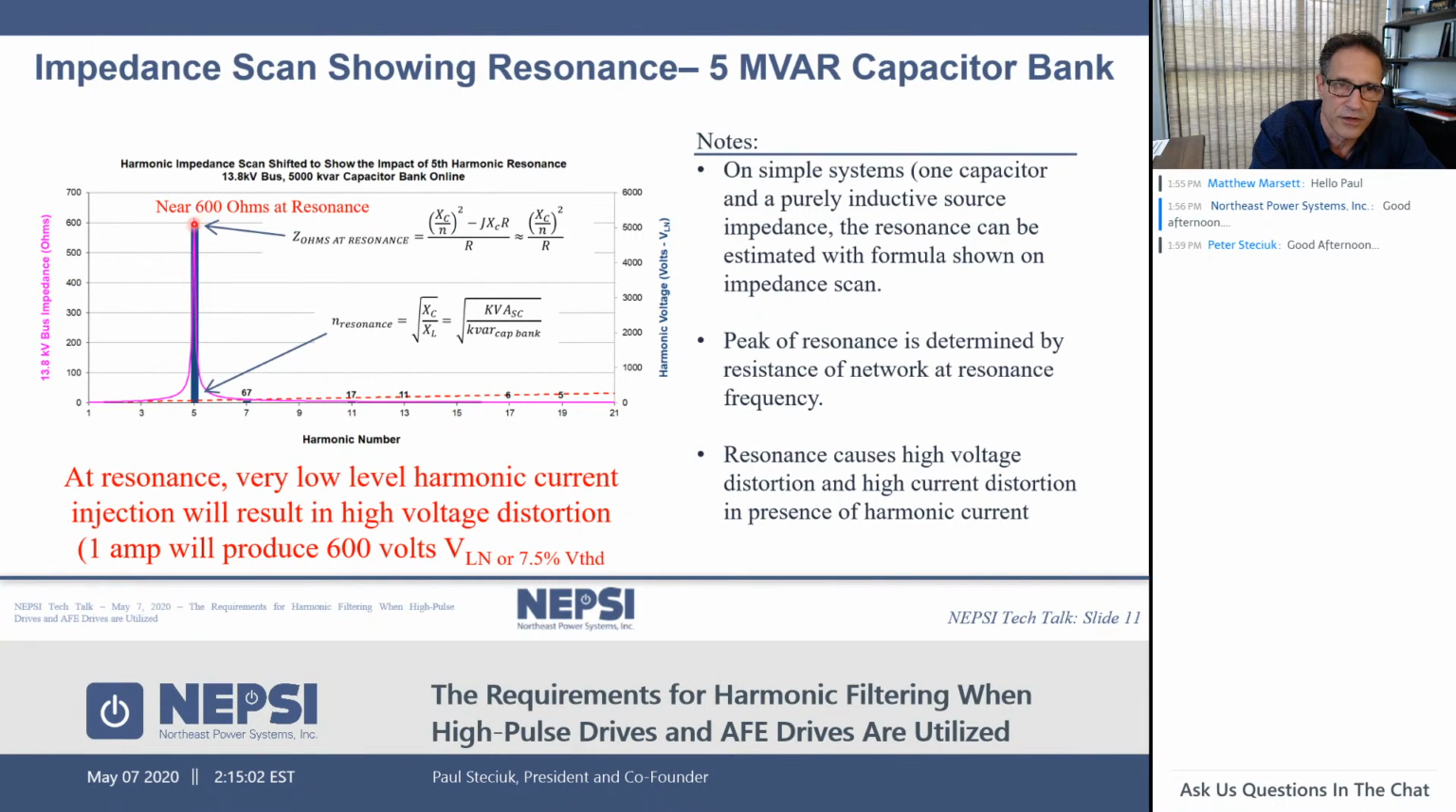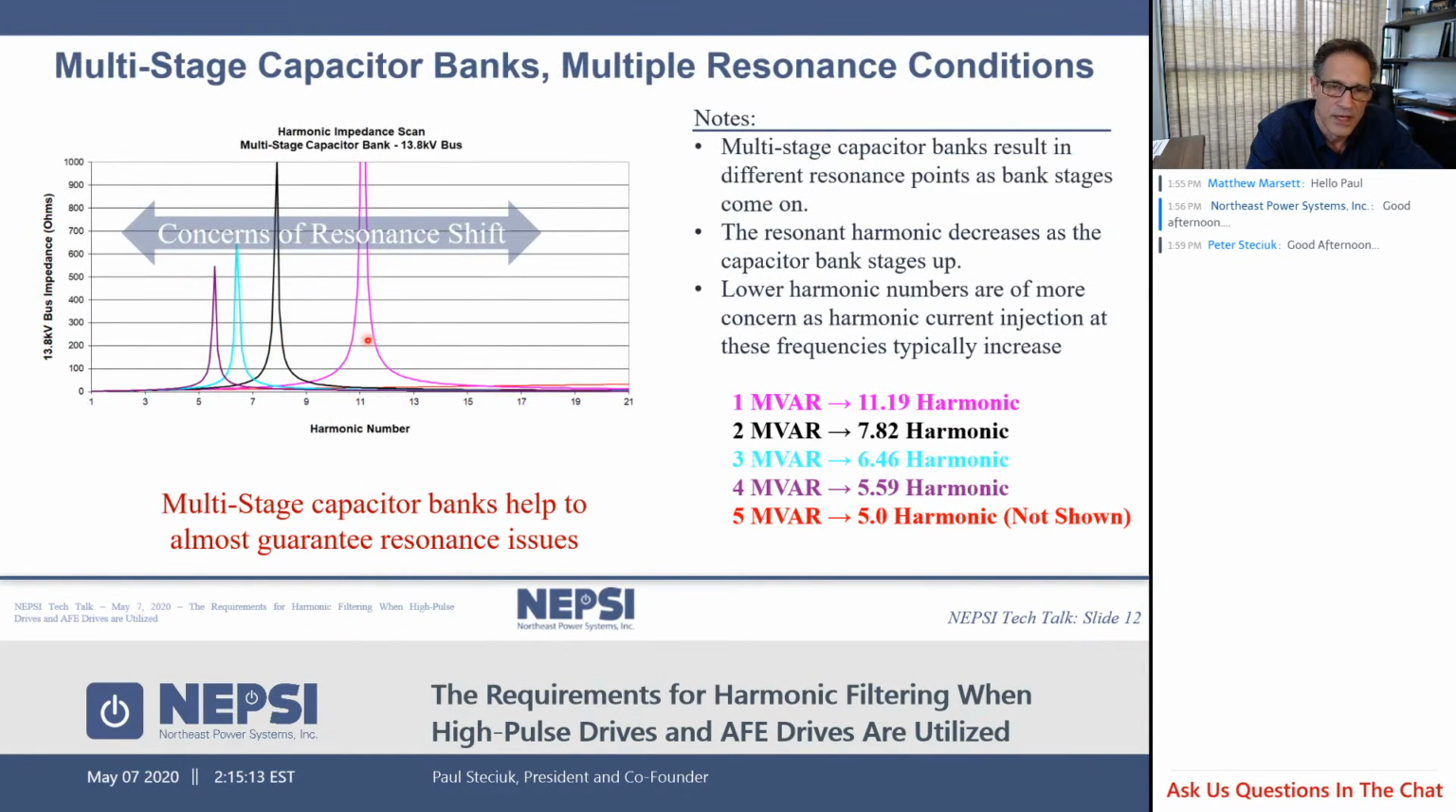Because we have a lot of voltage created at this point, you can also see that a lot of current will flow into the capacitor bank and also into the system. On multi-stage banks, and most industrial plants utilize multi-stage capacitor banks, you will create a resonance for each and every step that you put on.